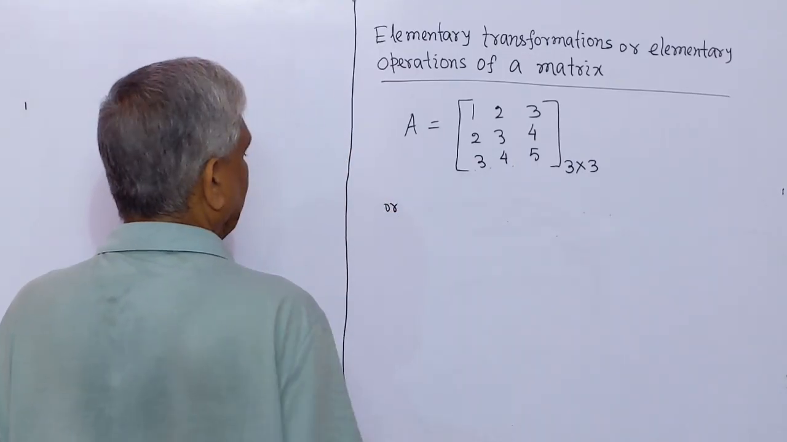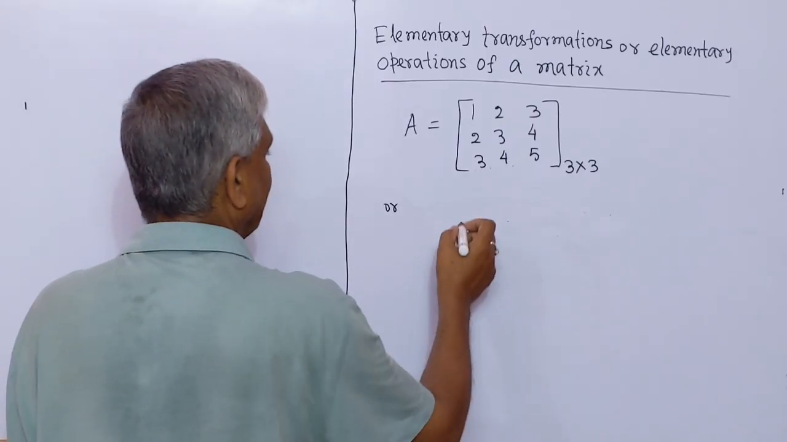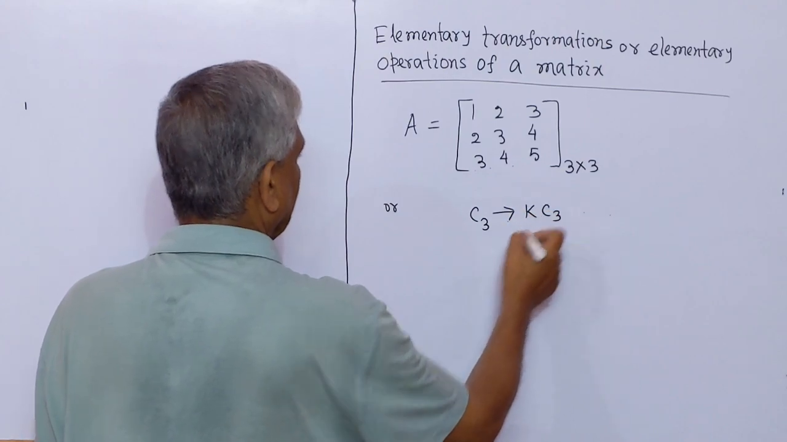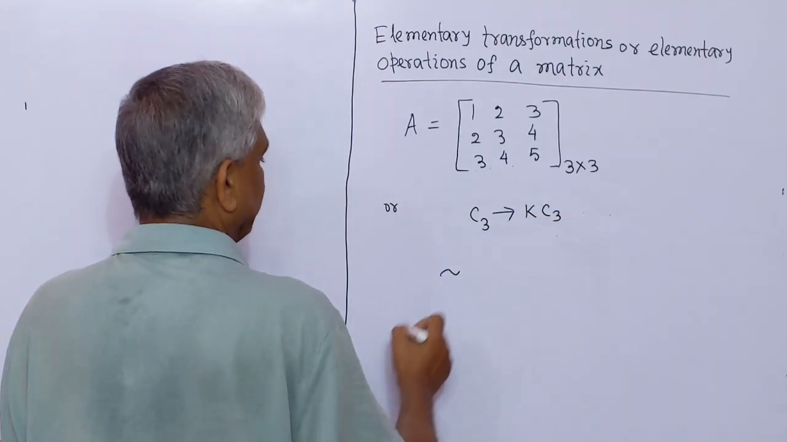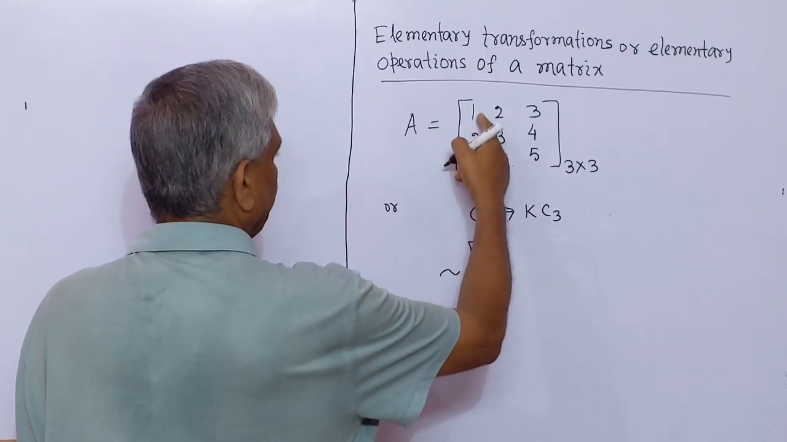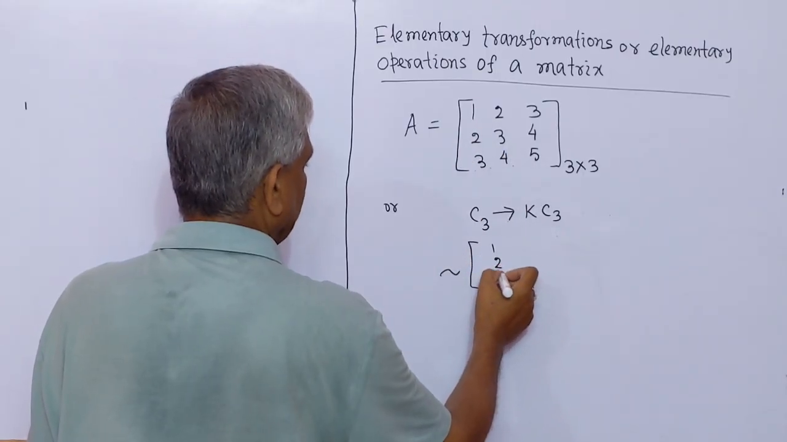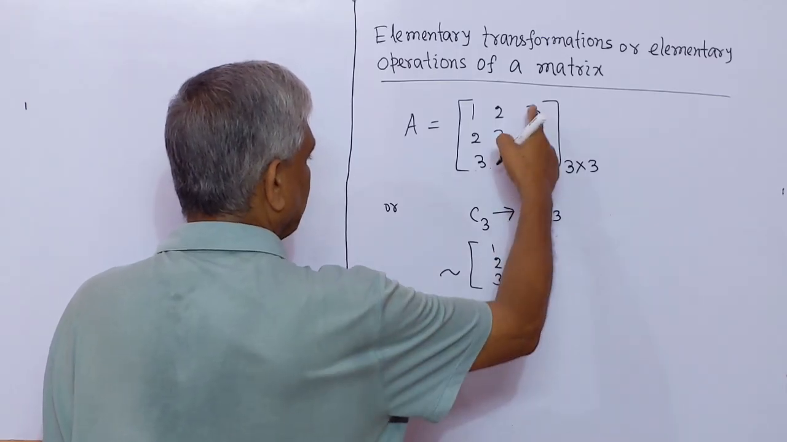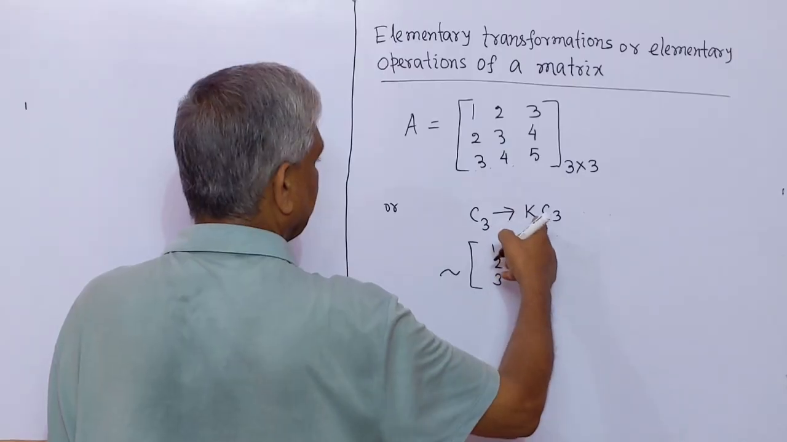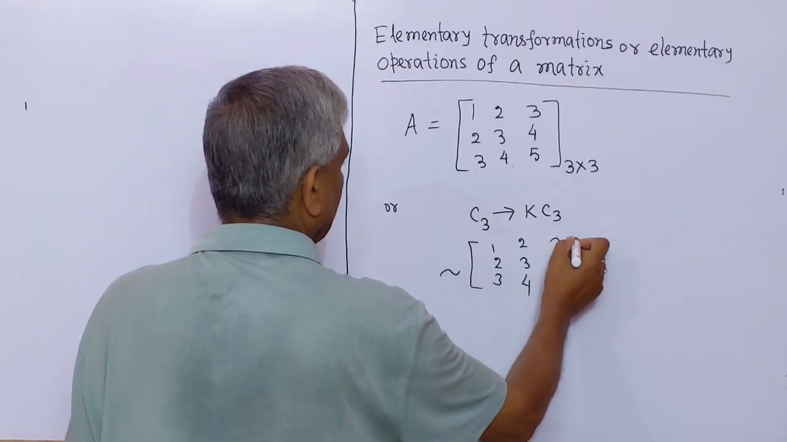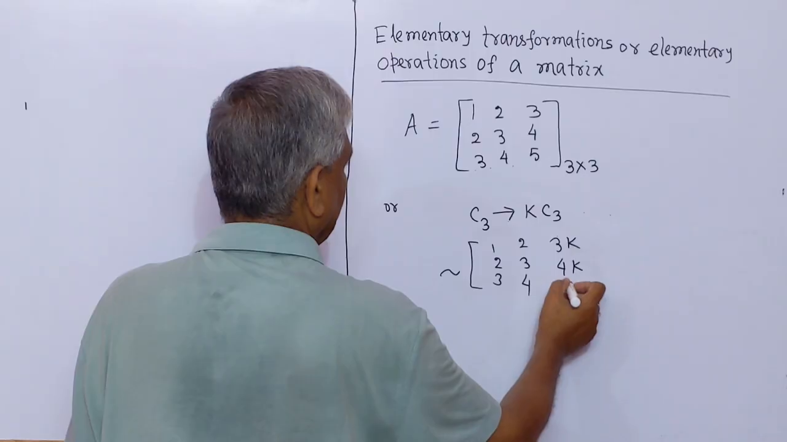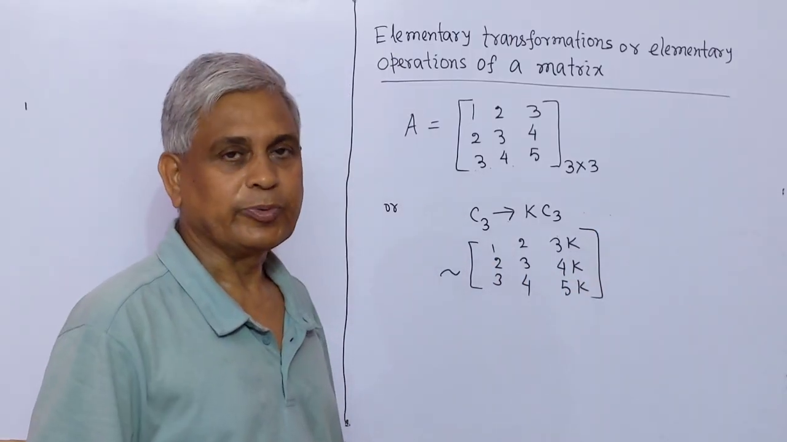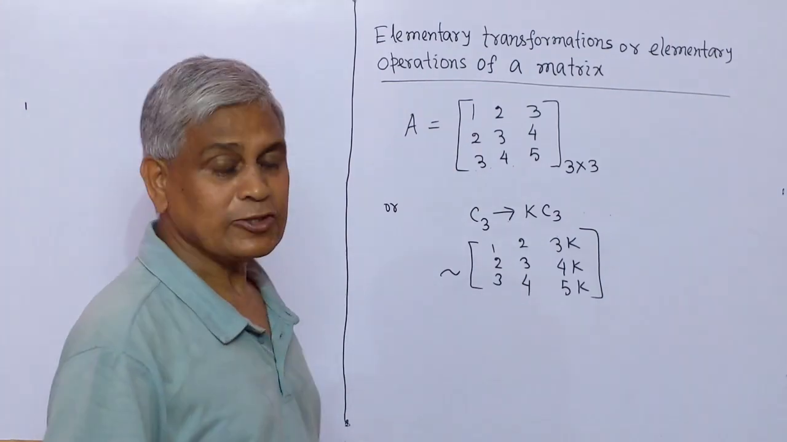Or let us multiply the third column C3 by k, kC3. The matrix will be of the form: the first column remains the same, 1, 2, 3. The second column remains the same, 2, 3, 4. In the third column we multiply each element by k: 3k, 4k and 5k. This type of transformation is the second kind of elementary transformation.